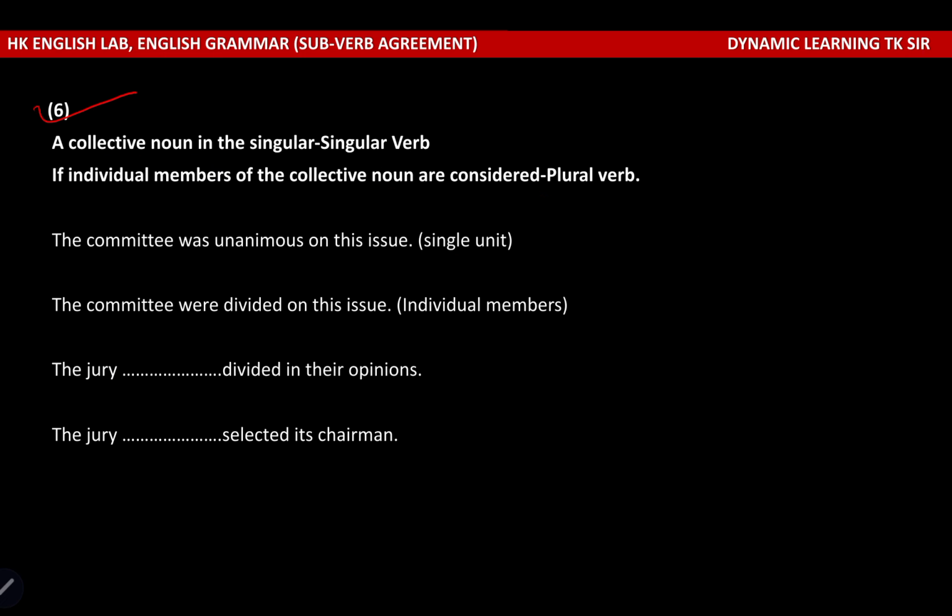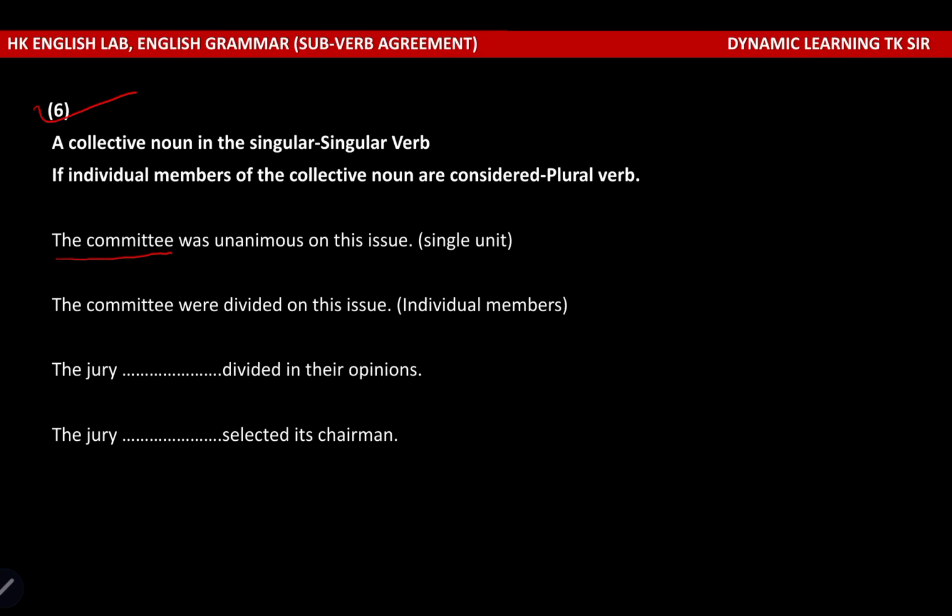Next, 6. A collective noun in the singular will receive a singular verb. If individual members of the collective noun are considered, that will be a plural verb. It will be better if we go through the example. Look at here. The committee. Okay, before going to this, first of all, I would like to say what a collective noun is. A collective noun is a unit of all the nouns of the same kind.